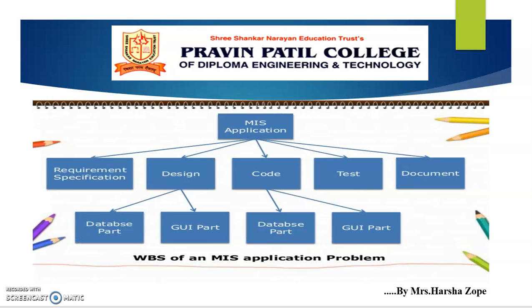Consider this example. In this, you can see a particular work breakdown structure. Here you have to create an MIS application, and that particular MIS application is divided into 5 phases: requirement specification, design, code, test and document. The design phase is also divided into 2 parts: database part and GUI part. And then the code part is also divided into 2 parts, that is database part and GUI part. In this way, you have to break down the work.